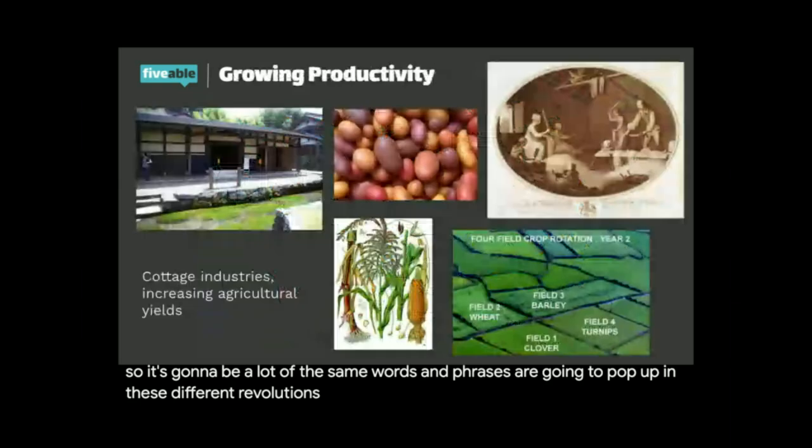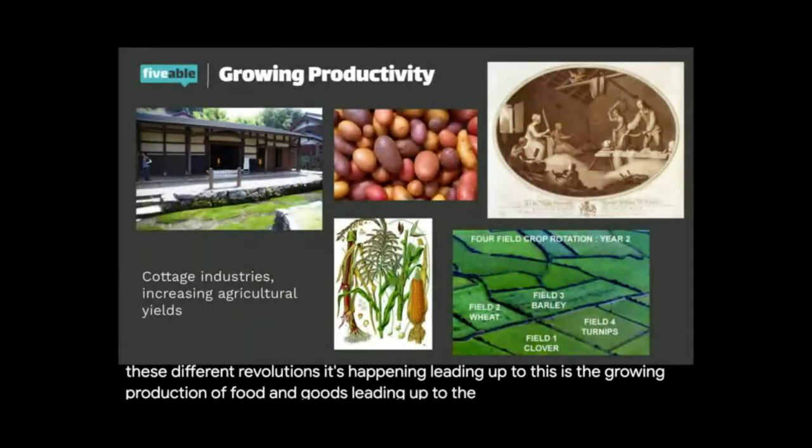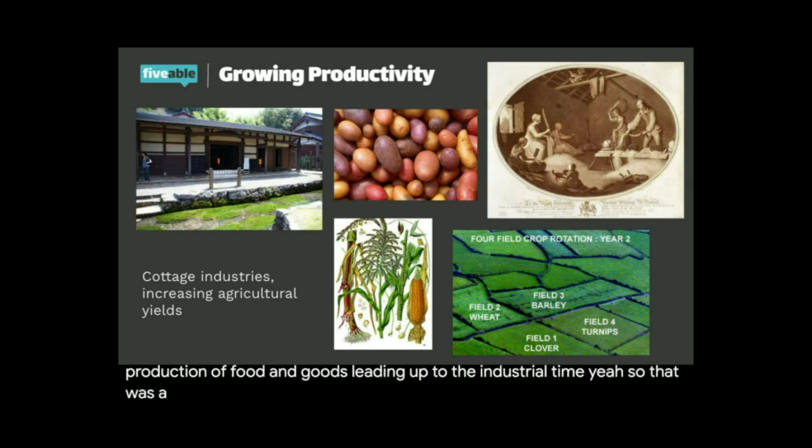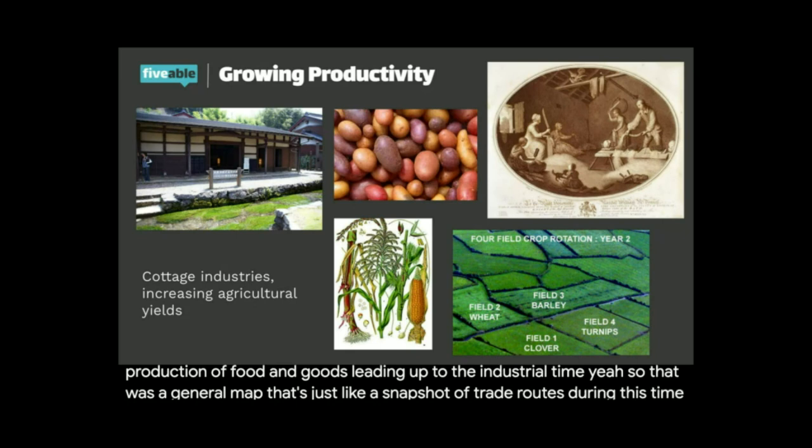Another thing that's happening leading up to this is the growing production of food and goods leading up to the industrial time. So that was a general map, just a snapshot of trade routes during this time.